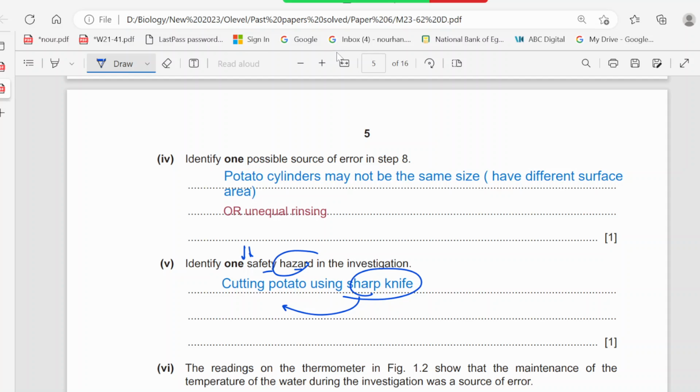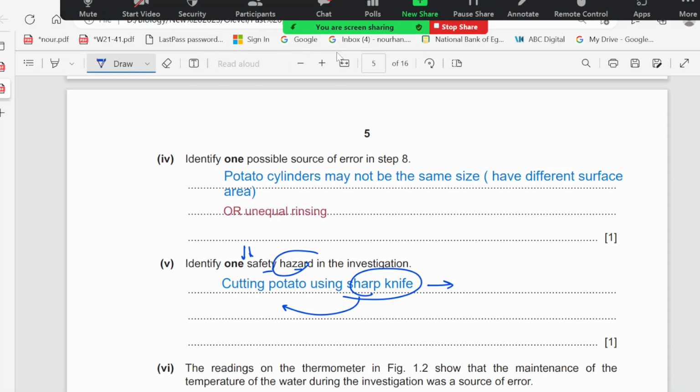Okay, if he asked you what is the safety precaution for this? What do I do in order to protect myself? No, not wear gloves. The gloves will be cut. Yes, use a cutting board. Use a cutting board. I mean, do not cut the potatoes while in your hand. You should cut them on a stable surface.